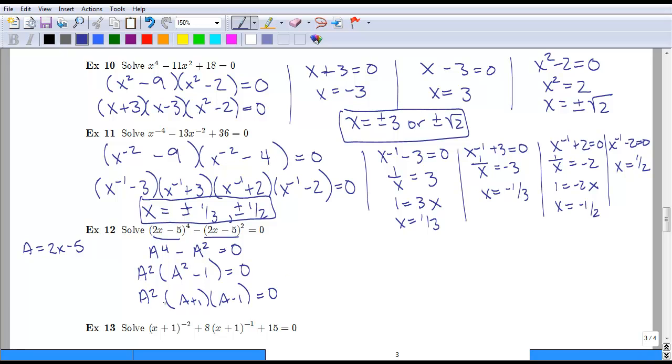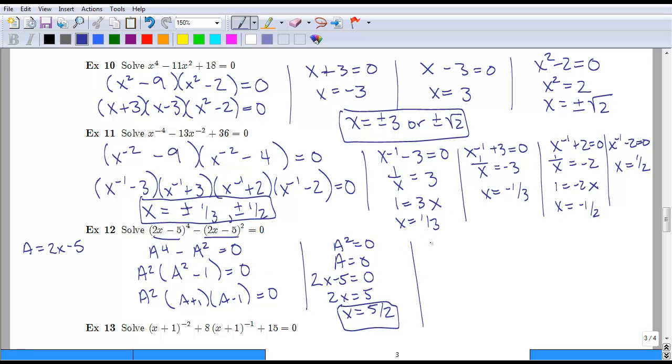So now we have three terms. We have a squared is equal to 0. We have a plus 1 and a minus 1 are equal to 0. So if a squared is equal to 0, then a is equal to 0. And if we plug back in, because what we're really solving for is x, then we have 2x minus 5 is equal to 0. So we add that 5 over to the other side and divide by 2 to get that x is equal to 5/2. So that's one of our solutions.